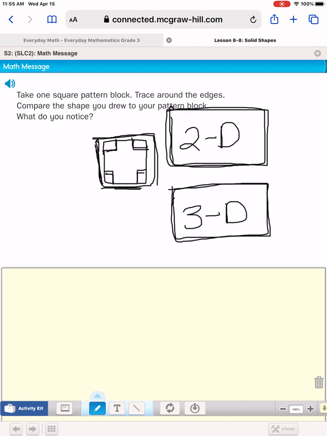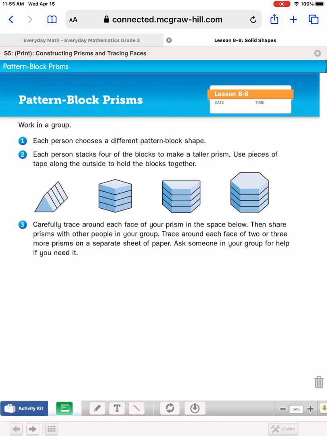Would you go ahead and open up your journals? We're going to look at journal page 272. I'll write that at the top. Hit pause if you need to and then come on back. But the top of page 272 says pattern block prisms.